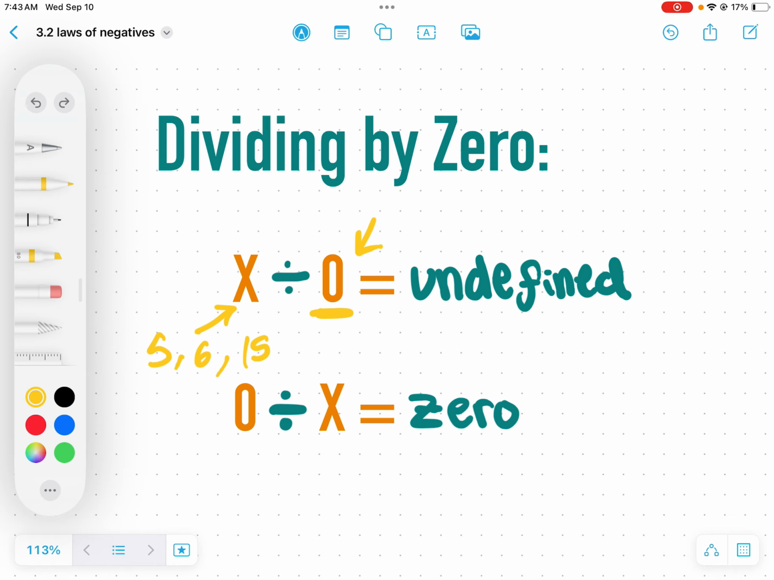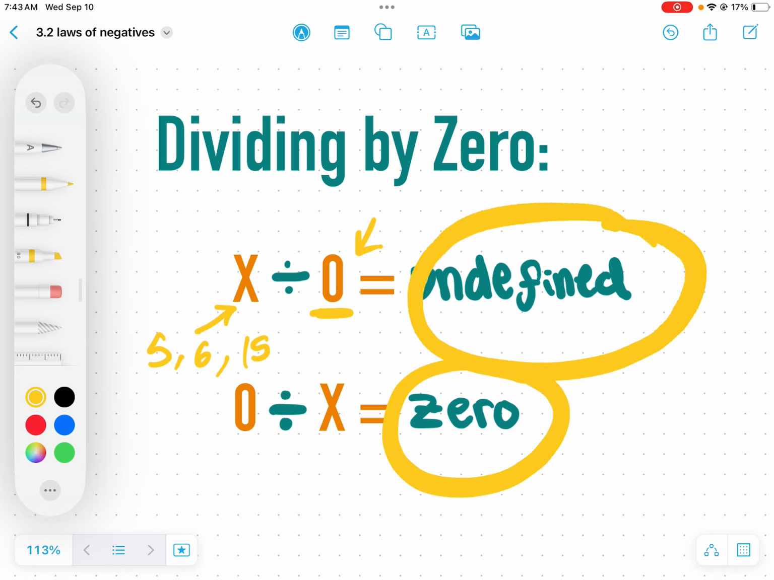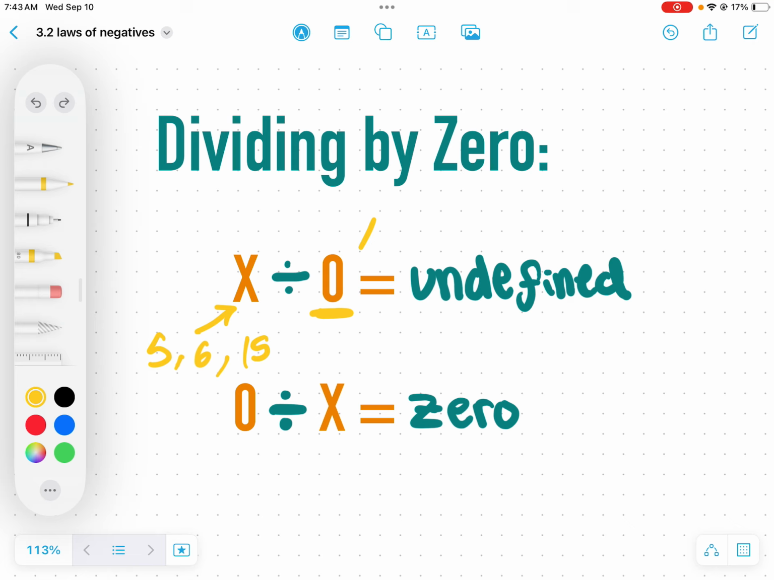So make sure when you see a 0 and you're dividing, plug it into your calculator so you can double check and make sure if the answer is truly 0 or if the answer is undefined. Now again, it will be undefined if you put the 0 second.